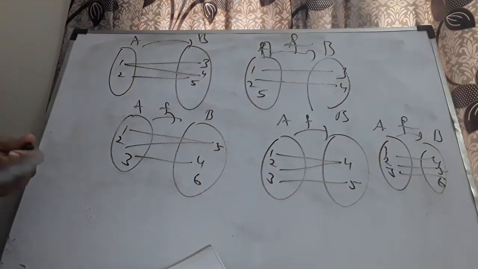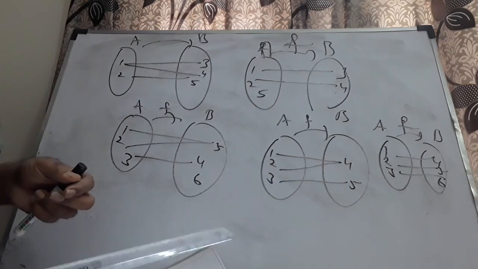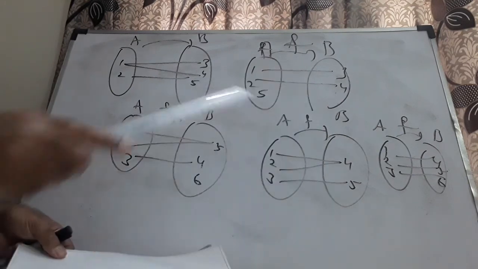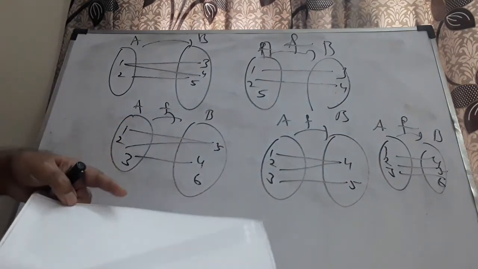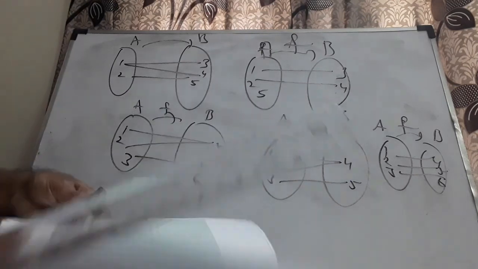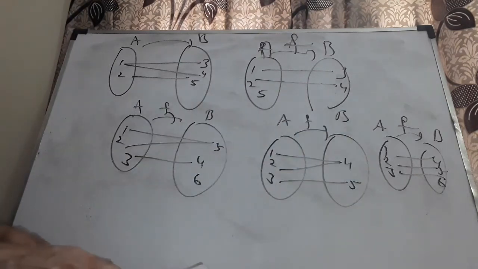Now, by looking at the ordered pairs also, you should be able to find out whether it is one to one or onto, etc. And looking at the arrow diagram also, you should be able to find out whether it is a function or not. That is your second activity.